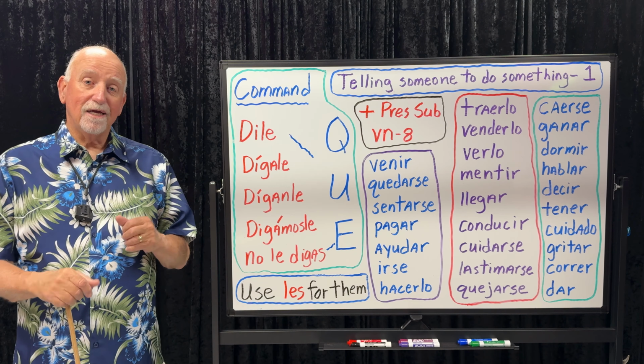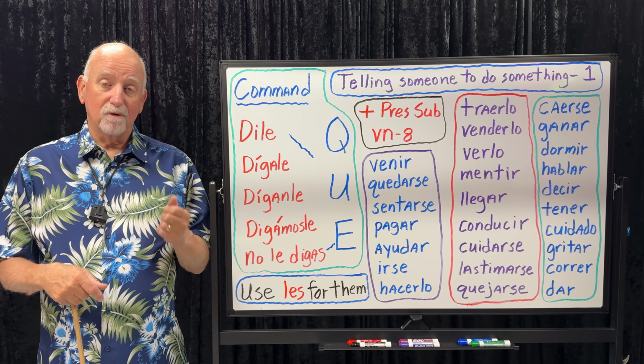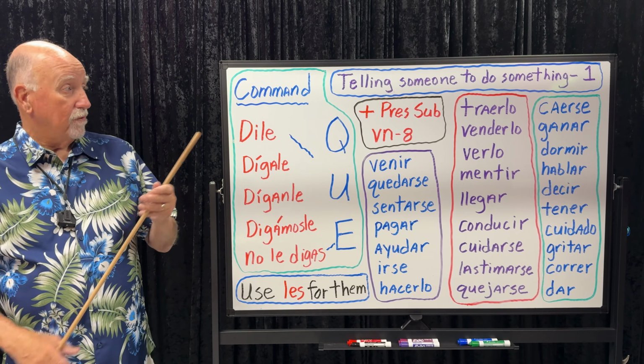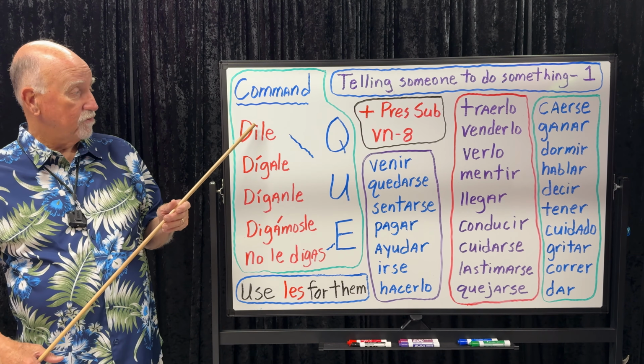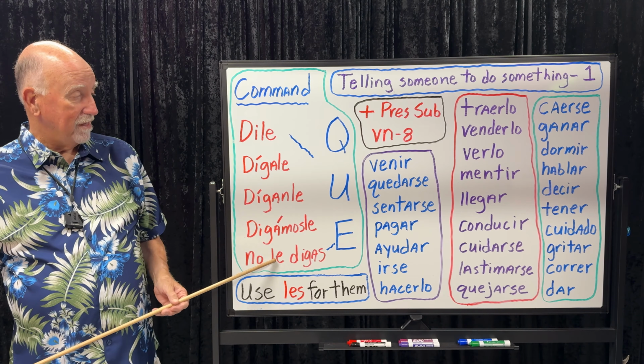Our lesson today is huge. This is something that we say multiple times a day. We want to tell you and show you how to tell someone to do something. We're going to use the verb decir, and we have the 5 commands here.